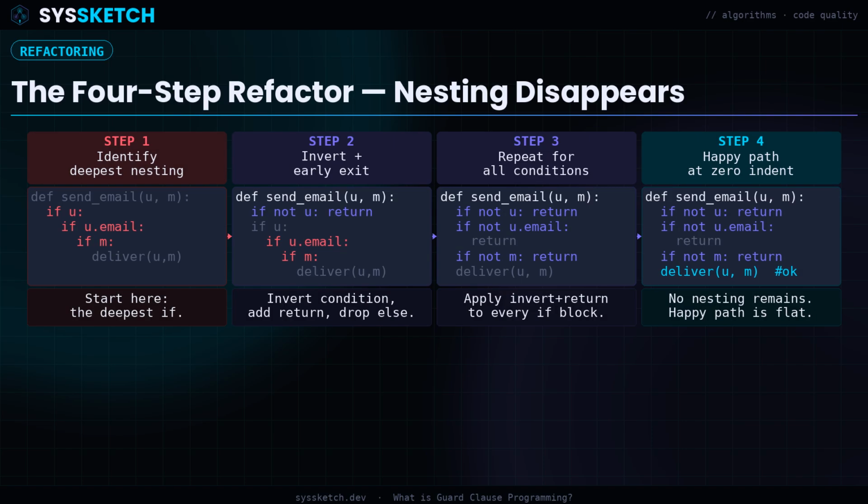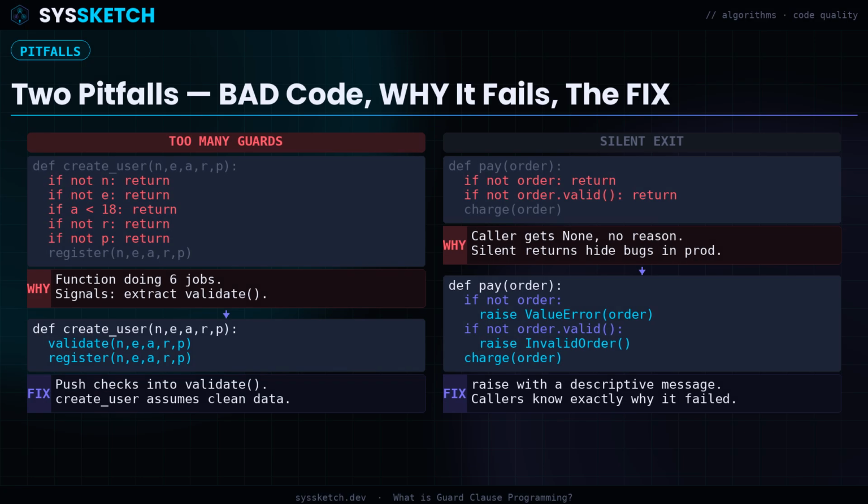Here is the refactoring process step by step. Take the nested version, 6 levels of indentation in send email. Step 1, invert each condition. Instead of checking the success case, check the failure case. Step 2, return or raise immediately inside the guard body. Step 3, remove the now unnecessary else block. Step 4, repeat for every nested condition until no nesting remains. The 4-step rule is invert, exit, delete the else, repeat.